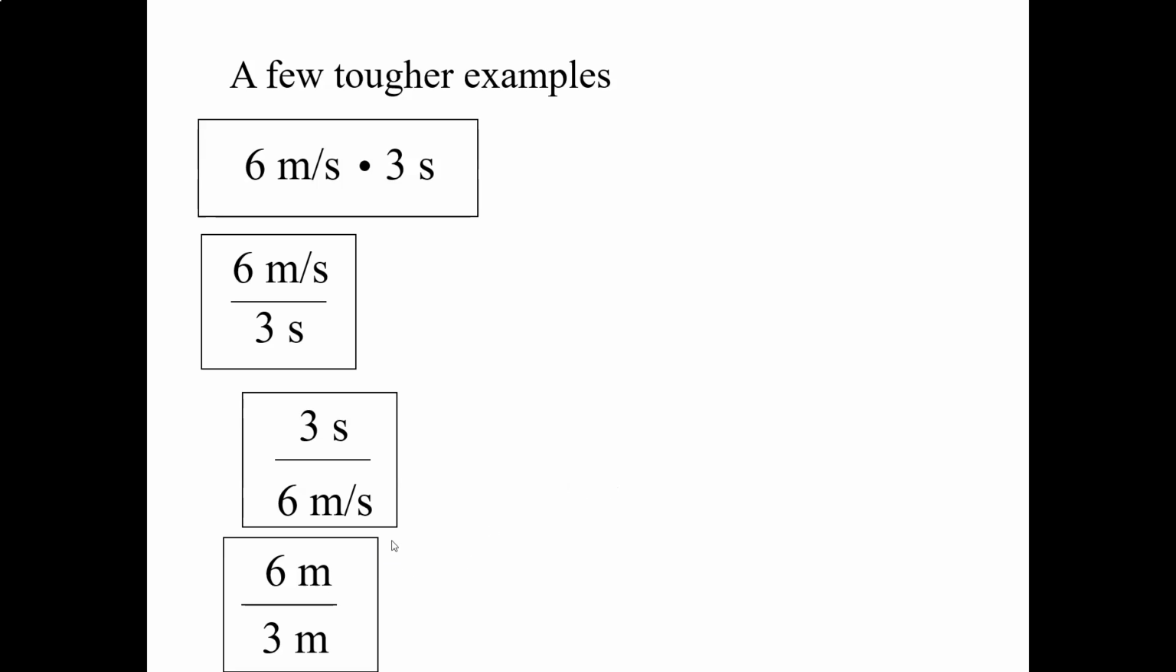The last one is pretty straightforward. You have 6 meters over 3 meters, and the meters cancel. You're going to get 2 with nothing after it. The meters cancel, and that number would not have a unit. That's known as a dimensionless number. And that is it for math with units.